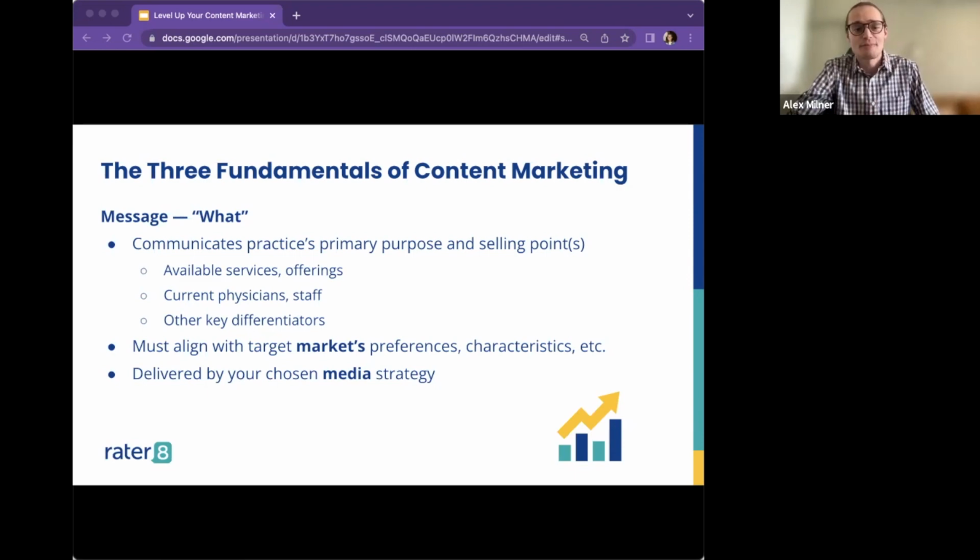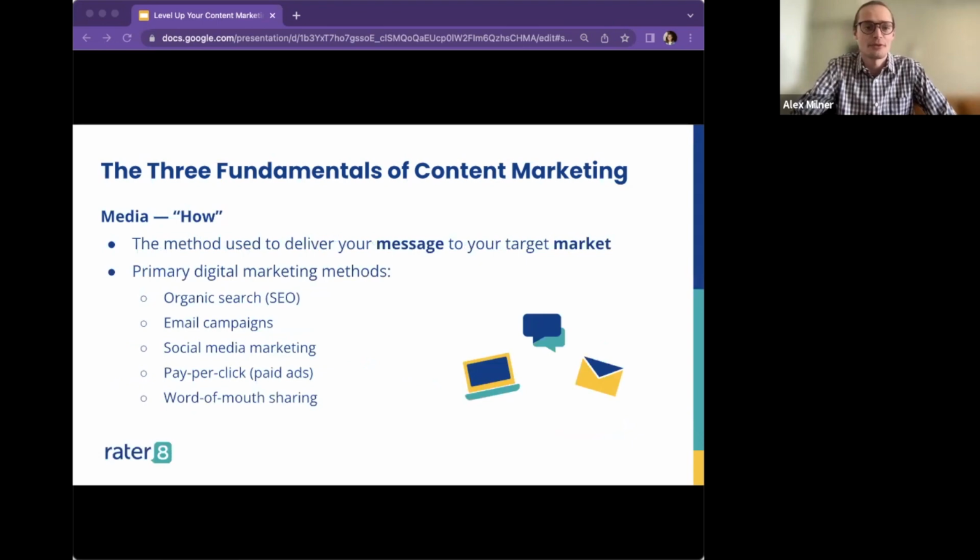Of course, message is great, but it only matters if you have a delivery mechanism, which is our media. As one can expect, media is the method used to deliver your practice's messaging to your target market. So it's things like search engine optimization or pay-per-click ads. It is the social media posts that you're putting out there or your email campaigns. Your media is also TV ads if you choose that area. And of course, it's even things like billboards or physical marketing. In a lot of ways, it's also word of mouth sharing and referrals. It's pretty much any way your market learns your message.